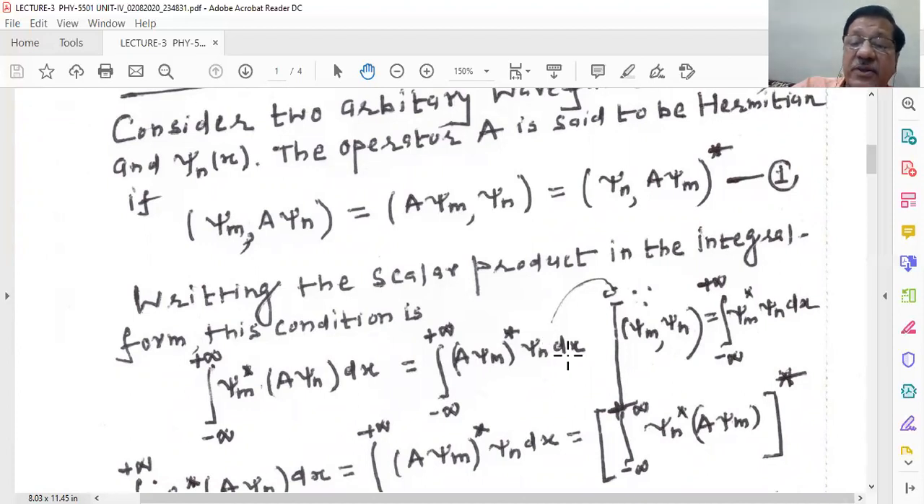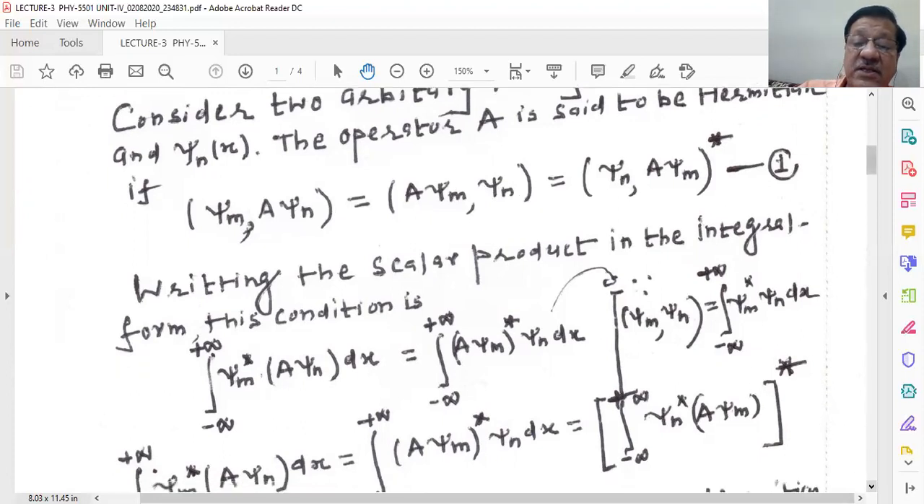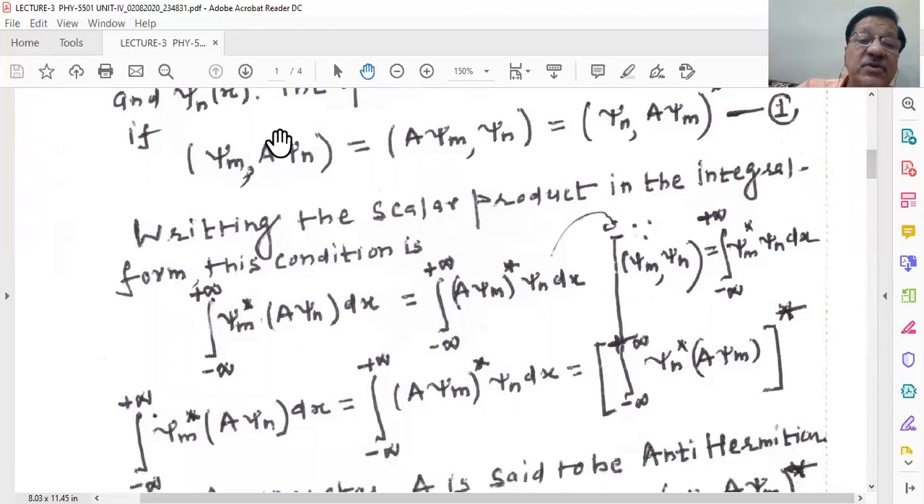Okay. So now you see the entire equation, which is mentioned in the bracket notation, can be converted into the integral form. So you look at this integral form. This is ⟨ψ_m|A ψ_n⟩. This notation is written as the integral of ψ_m star, A ψ_n dx.